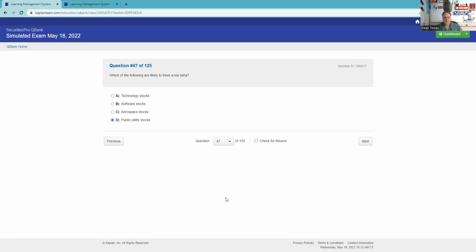Aerospace is cyclical. Technologies usually have a higher beta. Software has a higher beta. Aerospace is cyclical. So given that, I'm going for D. I would also know that public utility stocks are also defensive. They deliver products and services resilient to the business cycle.